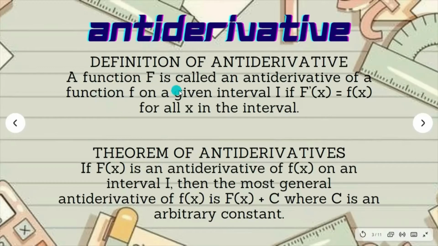A function F is called an antiderivative of a function f on a given interval if F prime x equals f(x) for all x in the interval. For the theorem, if F(x) is an antiderivative of f(x) on an interval, then the most general antiderivative of f(x) is F(x) plus C, where C is an arbitrary constant.